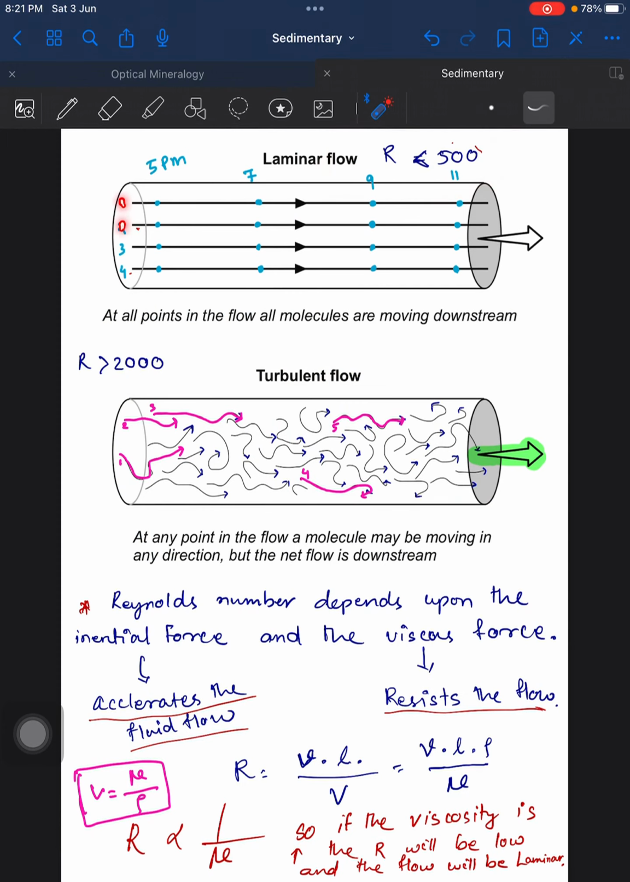So if you mark, there are 4 particles, pathways of 4 particles, 1, 2, 3 and 4 are there. Every time they are moving in a single straight direction, whenever you see, they are moving in a straight direction.